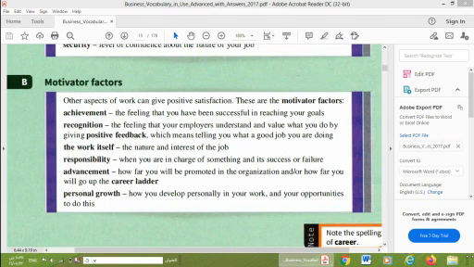Another motivating factor, advancements. How far you will be promoted in the organization or how far you will go up the career ladder. فيعني تسلسلك داخل المنظمة على السلم الوظيفي أيضا هذه تعتبر من اللي هي motivating factors للموظفين. And the last one, the personal growth. How you develop personally in your work and your opportunity to do this.